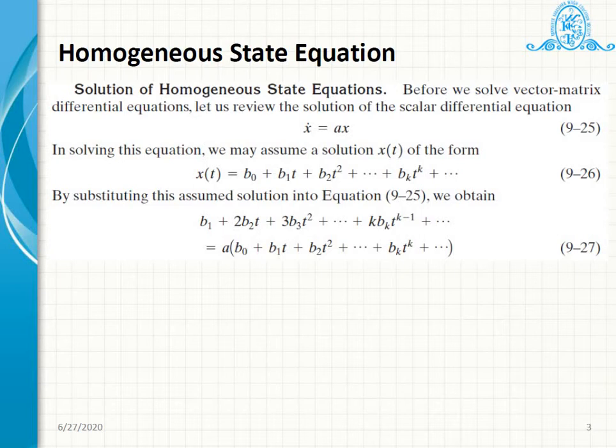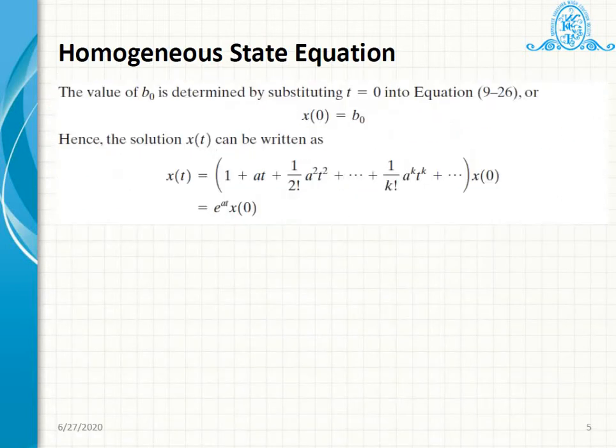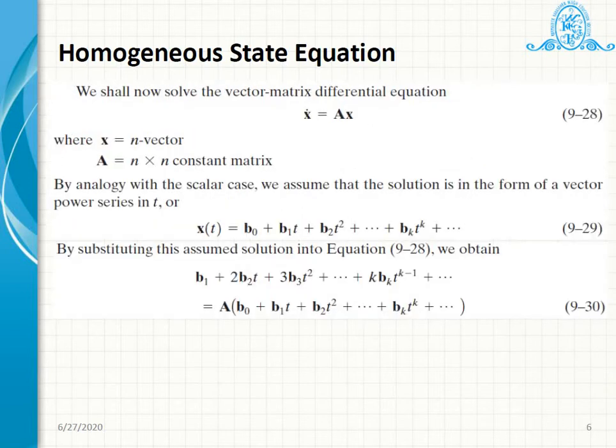So for the time being, we are considering the solution of the scalar differential equation, and then we will proceed to the vector differential equation. So this is the solution for the scalar differential equation: x of t is equal to e raised to at x of 0. Now let us proceed further.